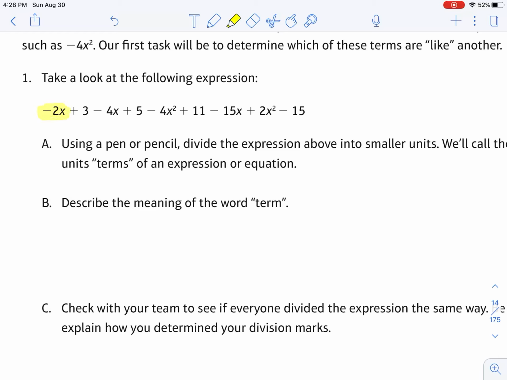Positives and negatives do not matter when we're looking for combining like terms. We're going to keep the negatives and the positives with our terms. And so you'll notice I highlighted that 2x a yellow color. The 2x does not combine with the plus 3. They are not like terms. But it will combine with this 4x. It will not combine with the 5 because the 5 is by itself. It does not have an x. It is not a like term.